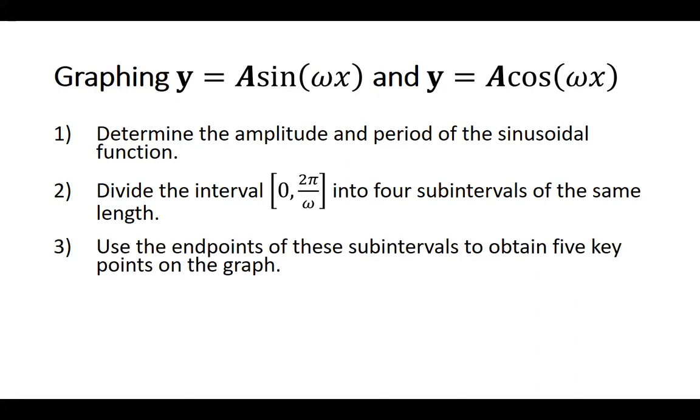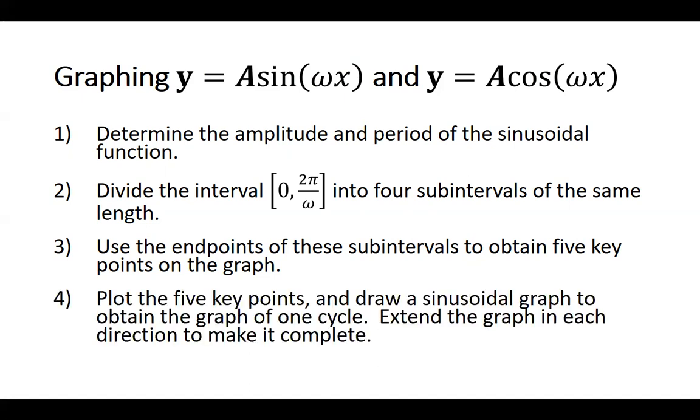We're going to use the endpoints of these subintervals to obtain the 5 key points on the graph: the starting point, the ending point, the middle point, and then the first quarter in and the third quarter in. And then we're going to plot the 5 key points and draw a sinusoidal graph to obtain the graph of one cycle. Then we can extend the graph in each direction to make it complete, depending on what we need to do with it. Okay, so let's look at an example of this, because words are words, but as soon as we start to draw it, I think it's going to come together pretty well.